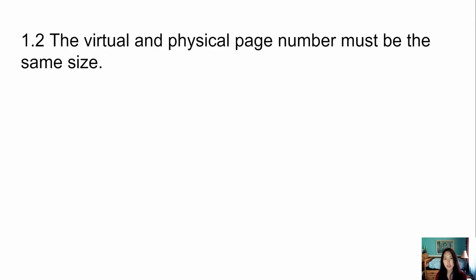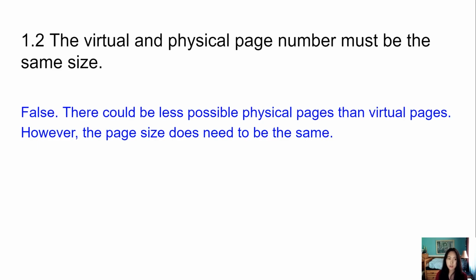However, virtual memory is often bigger than physical memory. Therefore, it is entirely possible for virtual memory to have more pages than physical memory. Therefore, this statement is false. There could be fewer physical pages than virtual pages. However, the page size does need to be the same between the two. And this concludes the pre-check questions for the virtual memory discussion.